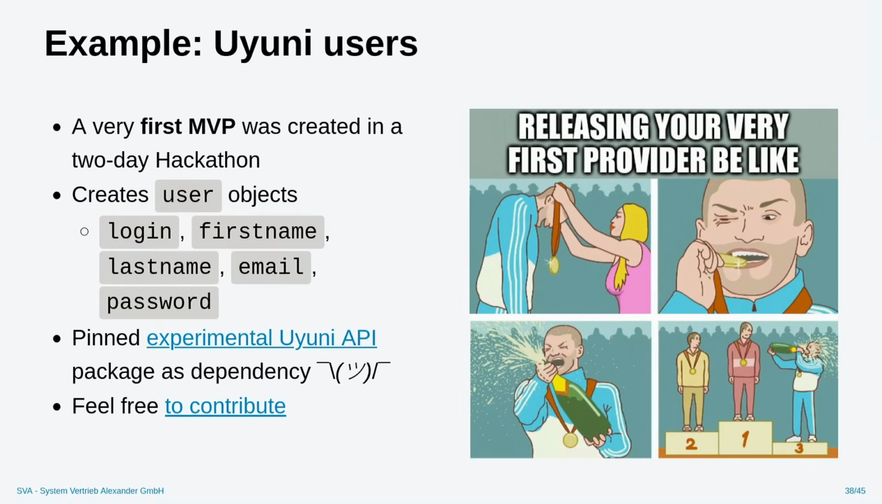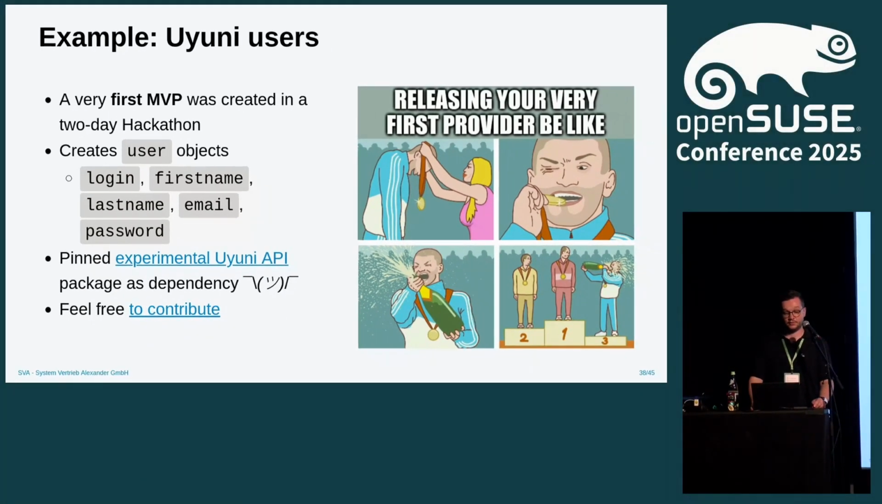So even though you're not experienced in programming like me, you can get into Golang code in 2 days. It is doable. And the MVP can create user objects right now. So it creates a user with a first name, a last name, an email, password, and a login name. It's not very special, I would say, but hey, it's like the hello world, maybe.